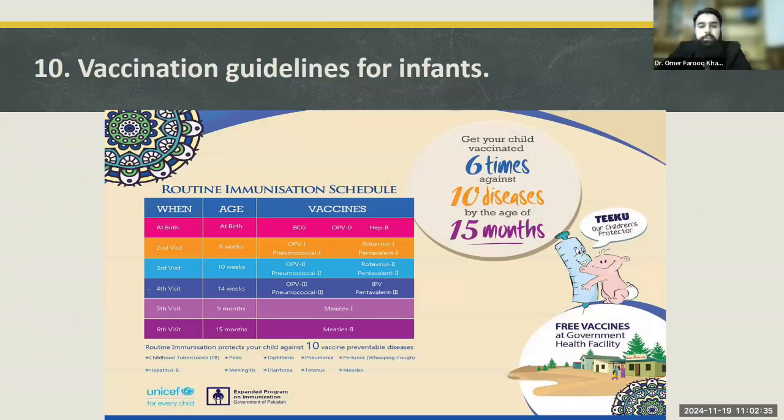And our last slide for today's lecture is vaccination guideline. Basically, in Pakistan and in many Southeast Asian countries, there are 10 vaccines for vaccine preventable diseases. And these are divided into 6 doses. One dose is given at birth, and the second visit is at 6 weeks, then third visit at 10 weeks, fourth visit at 14 weeks, fifth visit at 9 months, and sixth visit at 15 months of age.